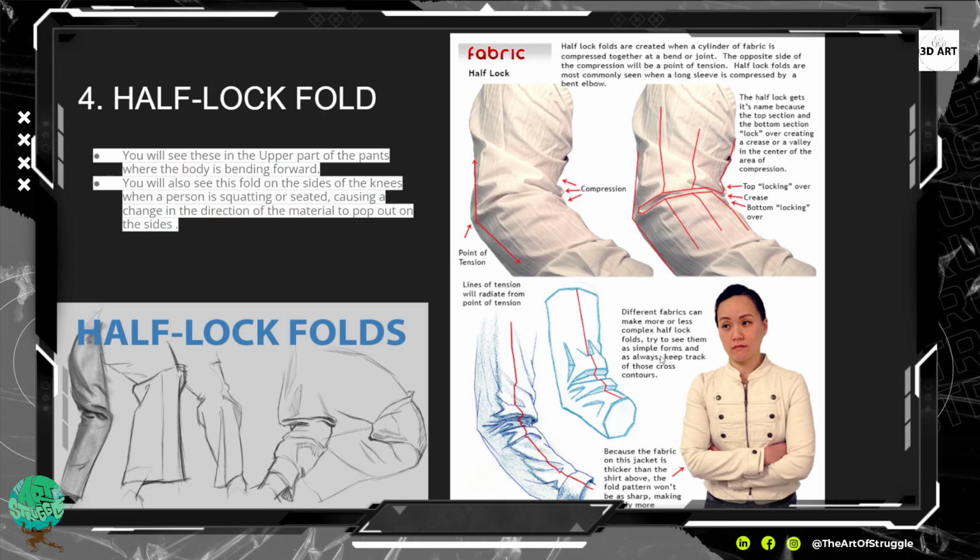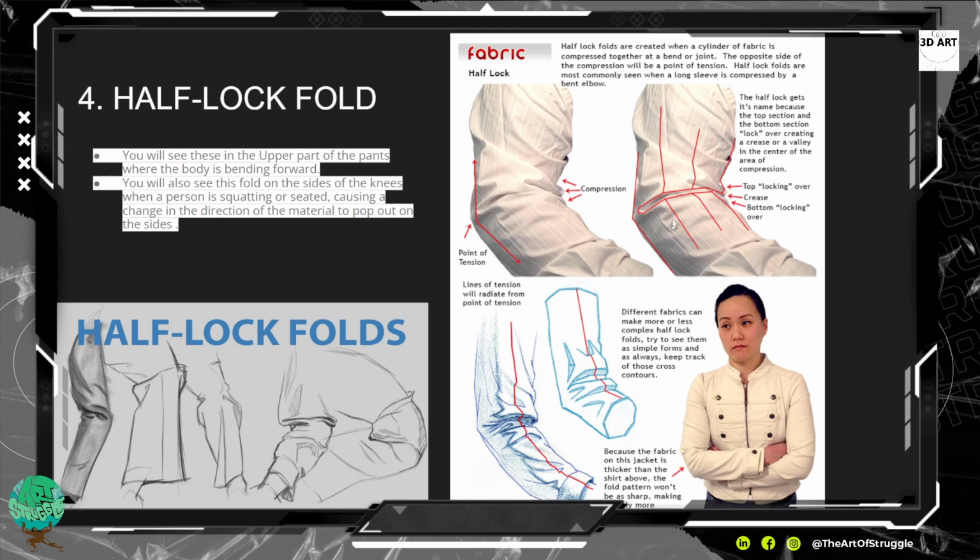All right, so different fabrics can make more or less complex half-lock folds. Try to see them as simple forms, and as always, keep track of those cross contours. Because the fabric on this jacket is thicker than the shirt above, the fold pattern won't be as sharp, making slightly more rounded folds, right? You can see the compression right there, right? And because this is probably a leather jacket, it's a little stiffer. The weight of it is a little heavier, right?